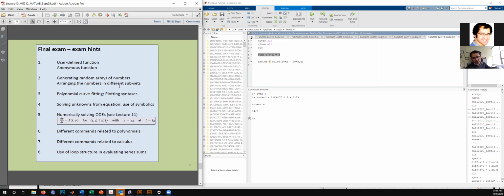How many of them are between 26 to 50? We had an example on that. So practice those kind of problems. Now the polynomial curve fitting, the plotting syntaxes. We have done a lot of polynomial curve fitting in the last 2 lectures. Make sure you don't have any big doubts from those things.